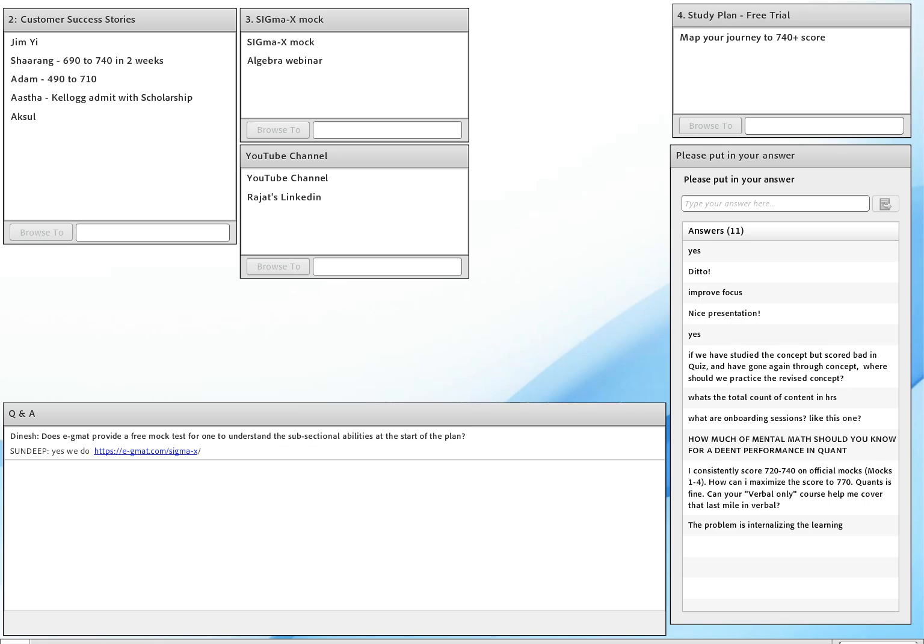I would recommend that rather than taking the verbal only course, take the GMAT online for 2 months. It's going to cost the same. If you really just need the last mile, you should be done in 20-25 days or so. The benefit of taking GMAT online for 2 months is you'll get access to all the Sigma X mocks, which will give you way more analytics than anything else.